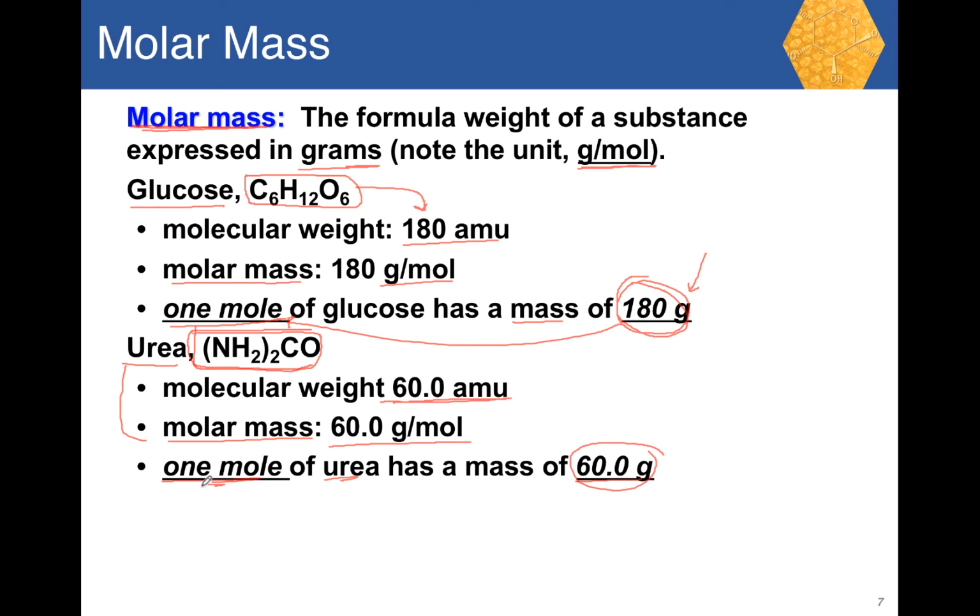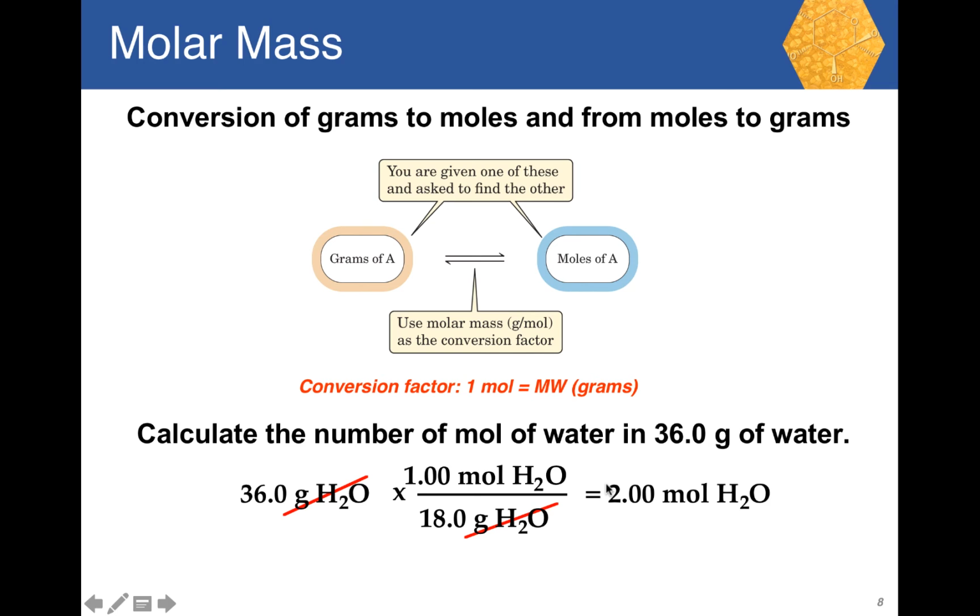Notice again that 1 mole of urea and 1 mole of glucose weigh different. They have different weights. All right? So the importance here is that when you go in the lab, you don't weigh out 1 mole of a substance because you don't have a balance to weigh 1 mole.